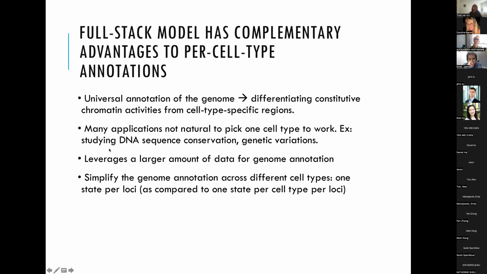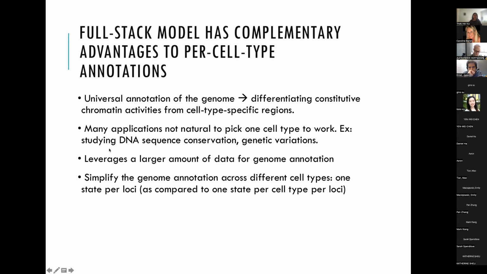Another reason is that stacked modeling can help us leverage a much larger amount of input data for genome annotation, therefore giving us a more complex system of annotating the genome. However, even though the annotation is more complex, it can also simplify the task of learning genome annotation across different cell types. Because right now, at each genomic position we have only one state to annotate that position, as compared to per cell type annotations, where you have to look at the chromatin state across all the cell types at each genomic position.